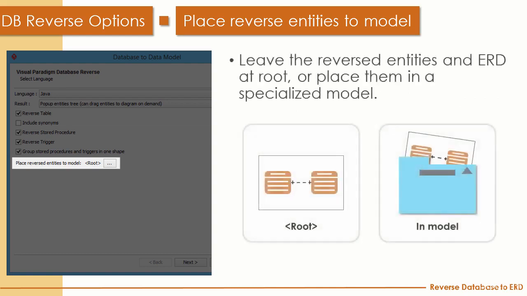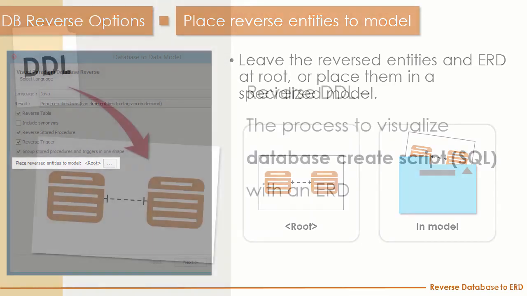You can select where to store the reversed entities. By default, it will put them into the root level of the project, but you can create a model and store the reversed entities there. It is very helpful when you have a very large database, a very large system. You don't put everything in the root. You can put it in different models. It's just like a folder. Again, if you want to know more about the model concept, please refer to the Visual Paradigm Essential Training course.